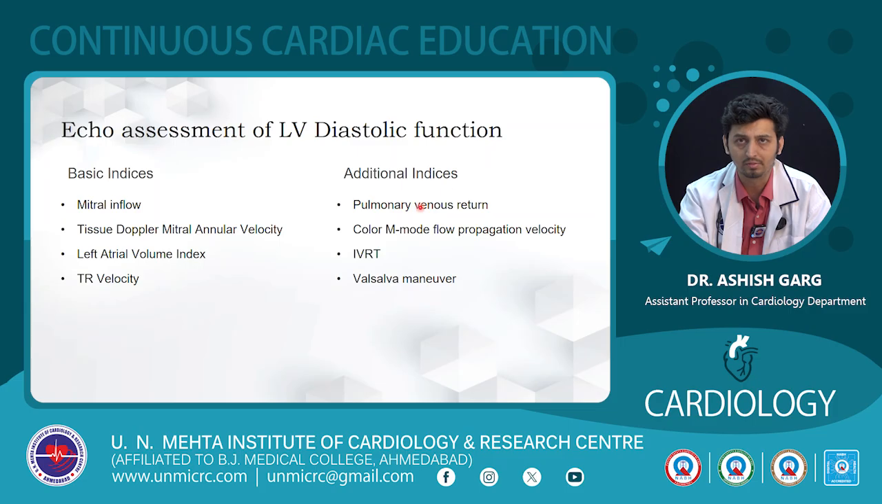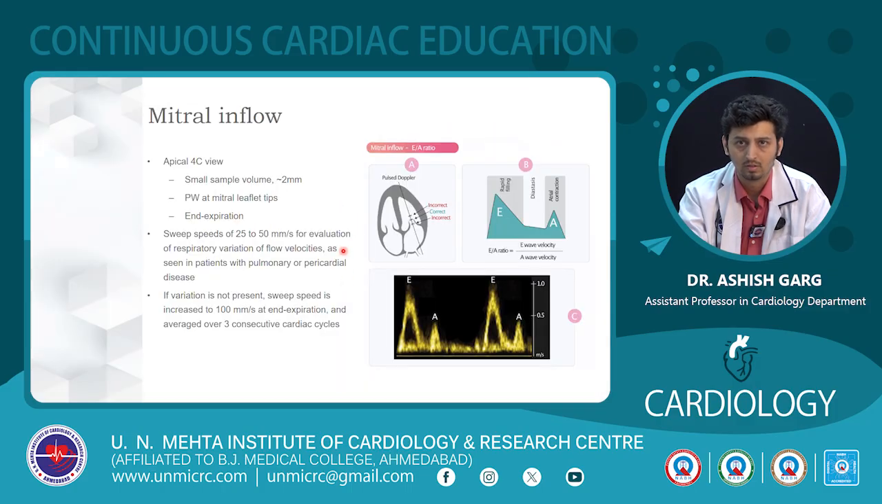So coming to echo assessment of LV diastolic function, the four important basic indices are the mitral inflow, the tissue Doppler mitral annular velocity, the left atrial volume index or LAVI, and the TR velocity. And the other indices are pulmonary venous return, color M mode flow propagation velocity, IVRT, and the Valsalva maneuver. So how do we check the mitral inflow?